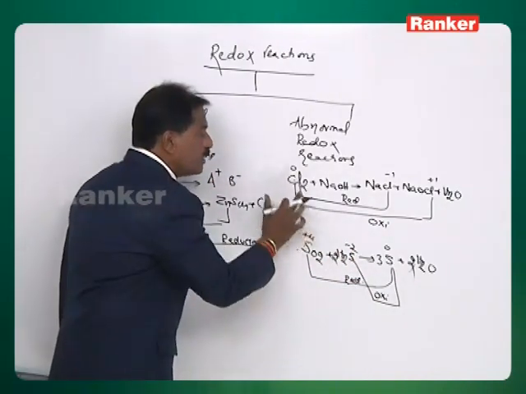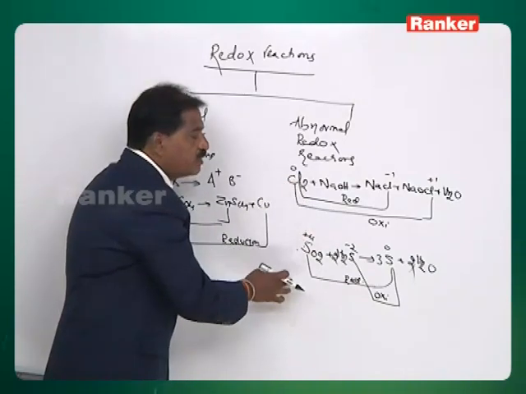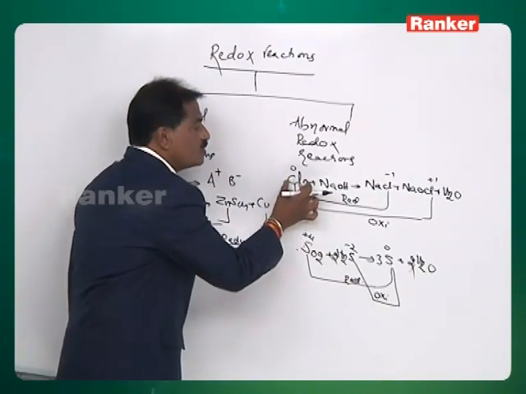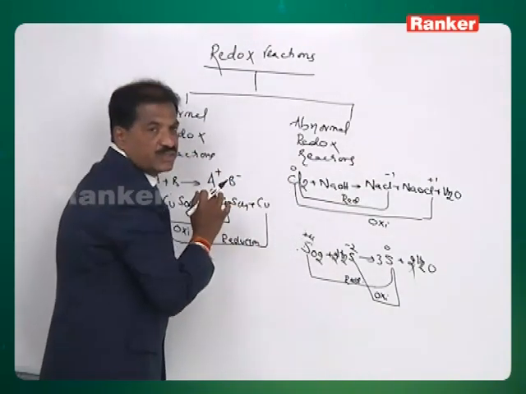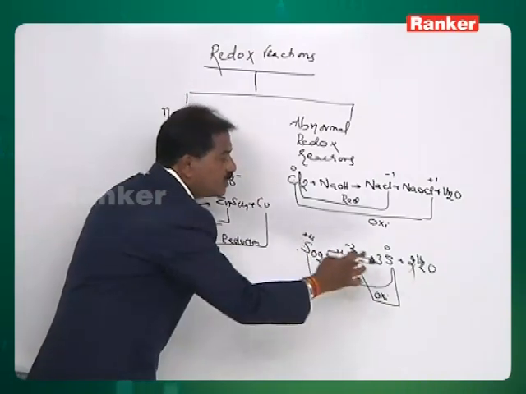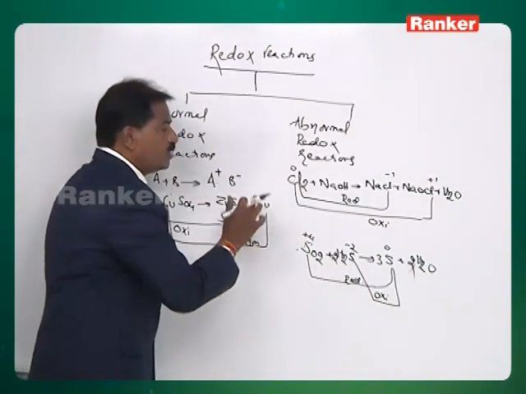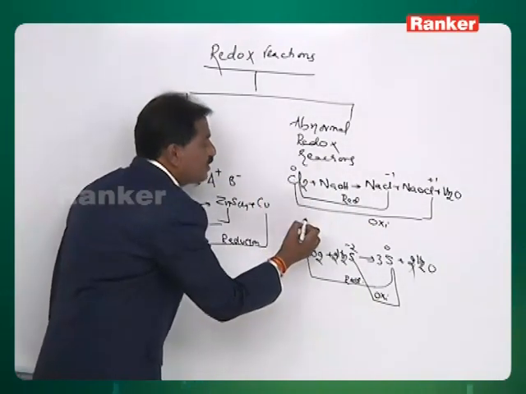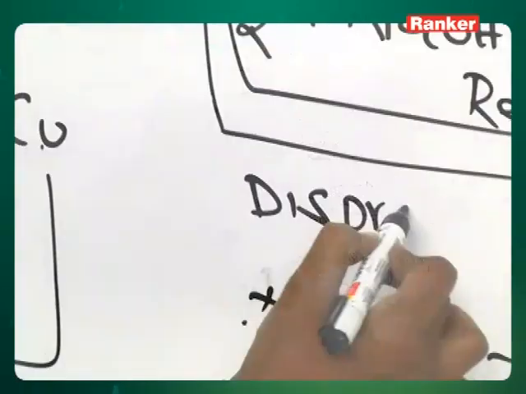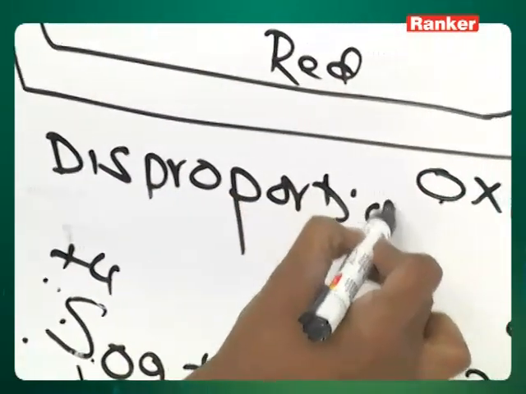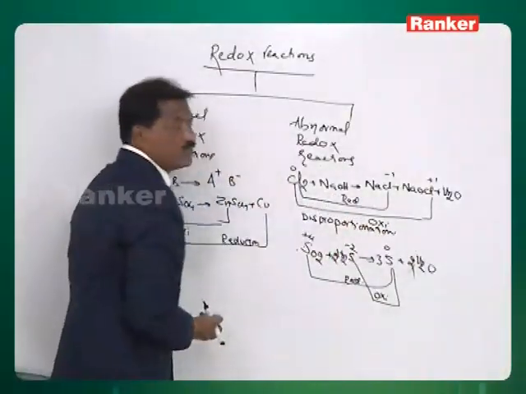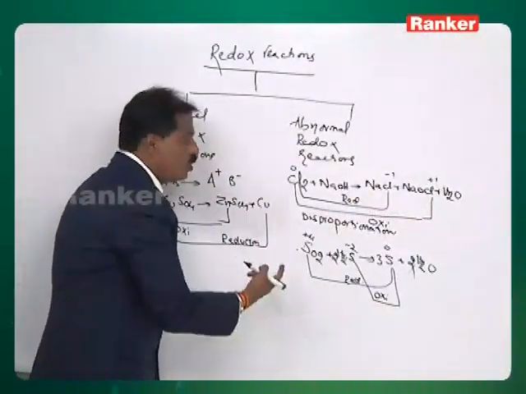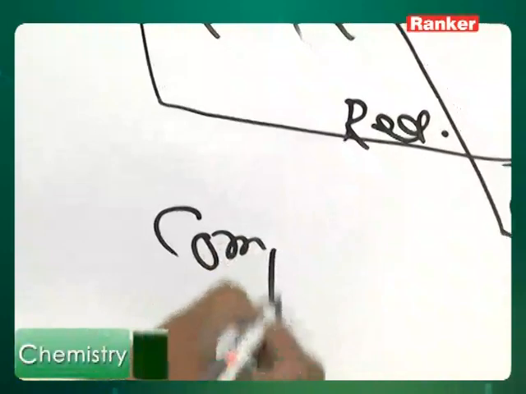Therefore, in both the reactions, the same element is undergoing oxidation and reduction, but the difference is in this reaction, the 0 oxidation state is getting converted into different oxidation states. Here, different oxidation states are getting converted into 0 oxidation state. Therefore, in any reaction, if the zero oxidation state converts into different oxidation states, then that is called a disproportionation reaction. This is a disproportionation reaction. Whereas if the different oxidation states convert into zero oxidation state, that is called comproportionation.